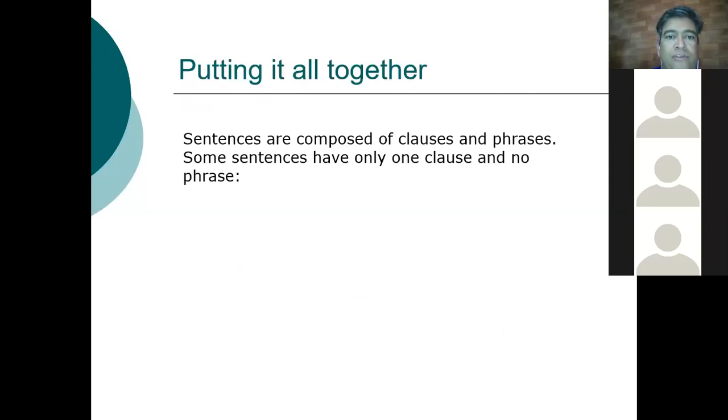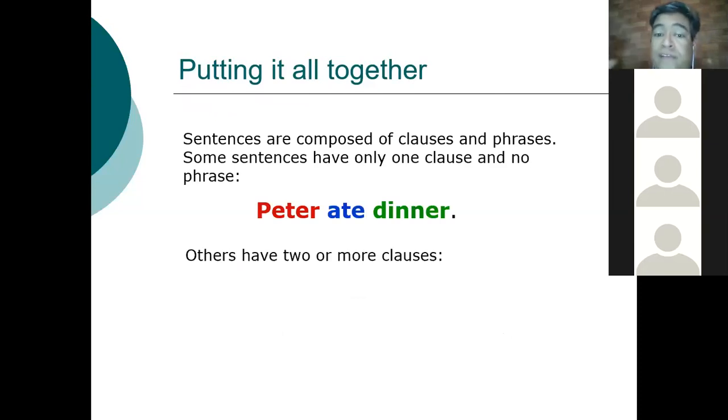Y cuando las ponemos todas juntas, sentences are composed of clauses and phrases. Some sentences have only one clause and no more phrase. For example, Peter ate dinner. And others have two more clauses.